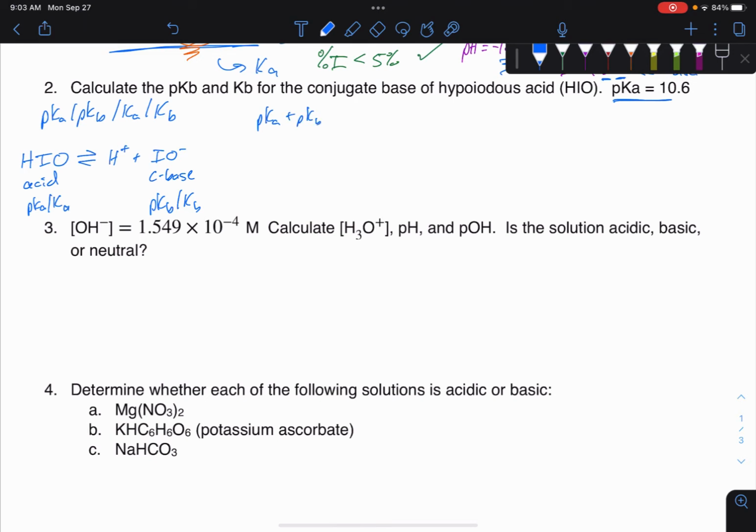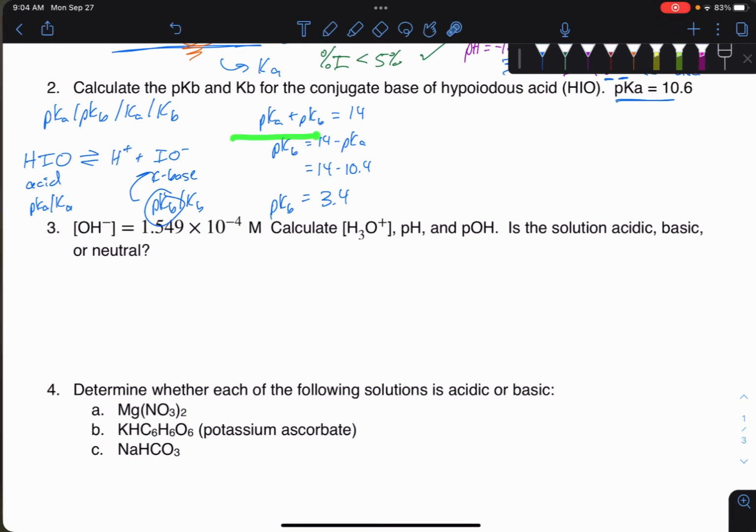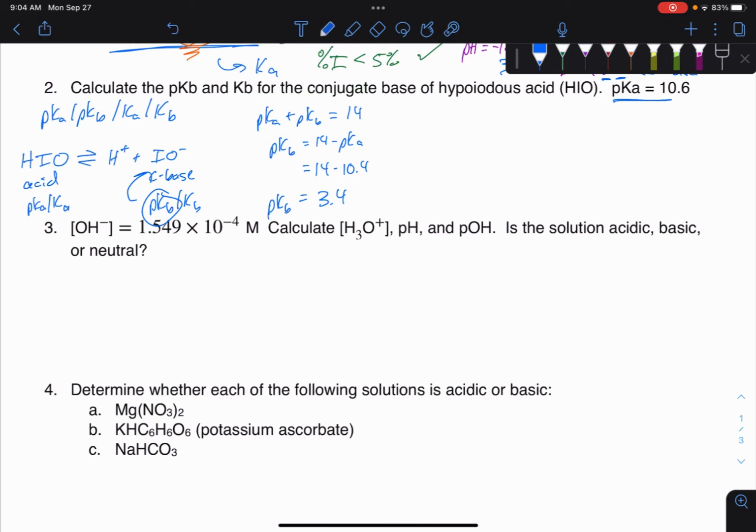So the pKa and the pKb of any acid conjugate base pair is going to equal 14. And so if Ka is given here, then if I just solve for the pKb, it's 14 minus pKa. These equations in the grand scheme of things are not too bad. And so if I evaluate that, that comes in at 3.4 as the pKb value for the conjugate base.